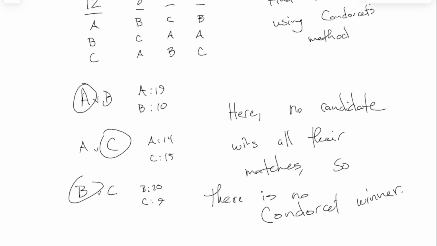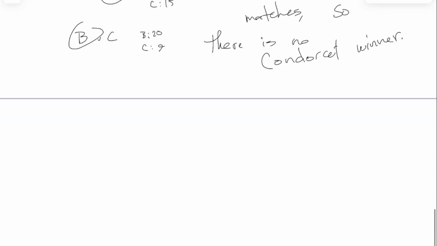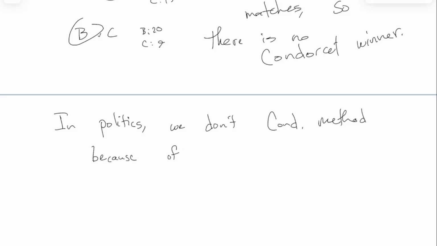What this means, if you think about using this method in the real world, this is why none of you have ever heard of anywhere where they use this method in the real world, because in politics, we don't use this method for exactly this reason. So in real life politics, now you can do this method in other contexts, but in politics, we don't use the Condorcet method because often there is no winner.